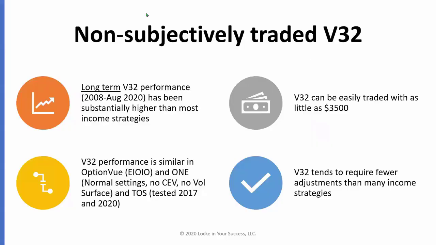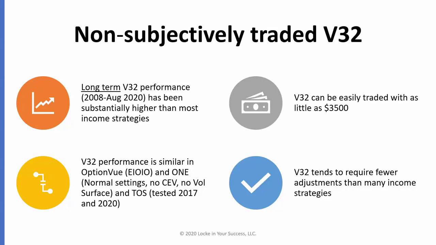So we're going to look at this trade in a couple of ways. We're going to look at it non-subjectively traded, and there's really 2 different ways that we can trade it non-subjectively. And we're going to take a look at it a little bit subjectively traded, and then I guess maybe 3 different ways, because we're also going to take a look at it in the context of maybe combining it with some other income strategies like the M3 or bearish butterfly or rock trade.